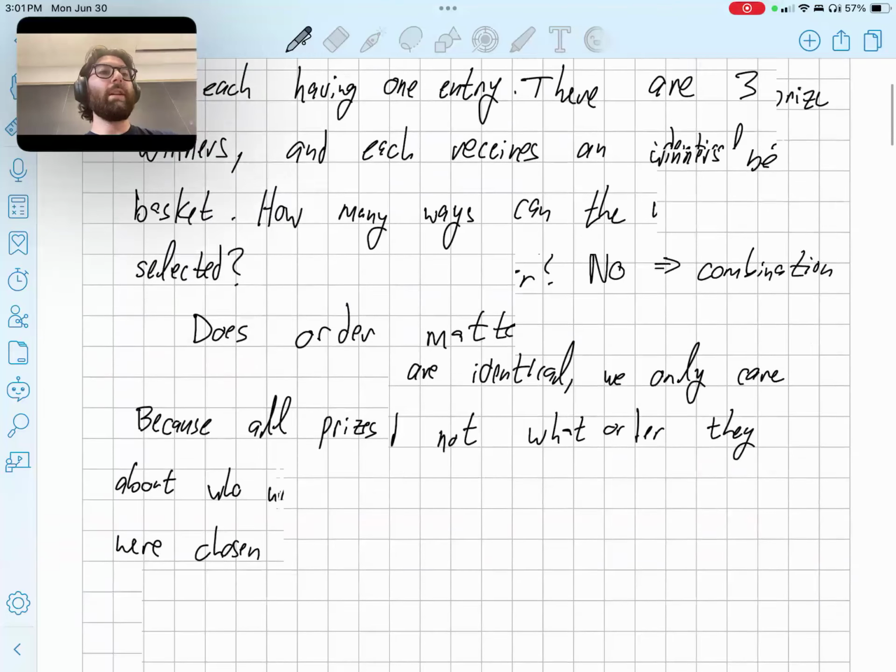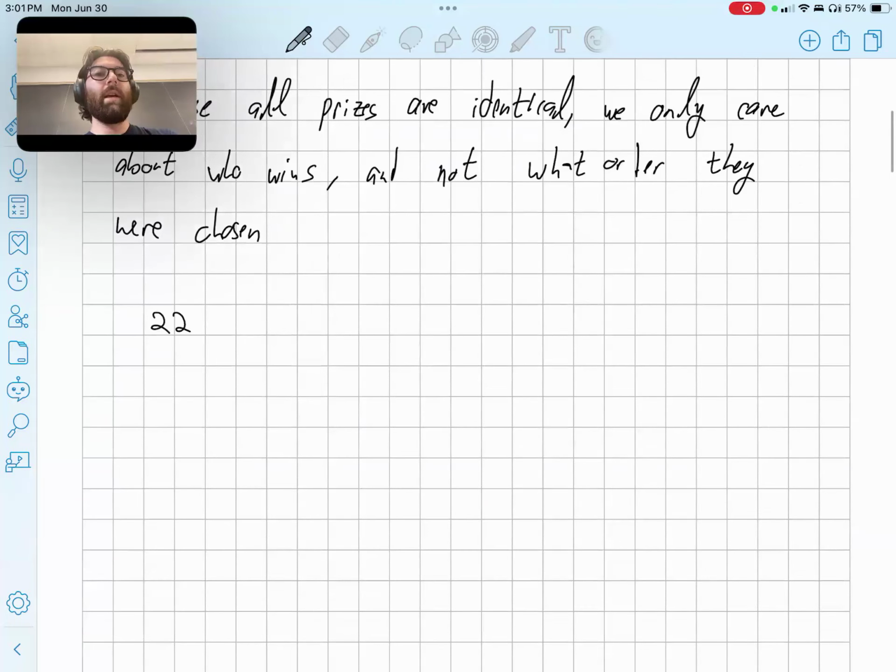And so we have 22 people, and we're choosing 3, so we want to compute 22 choose 3. And I'll use the shortcut method. So 22 permute 3 over 3 factorial. So I write up the first 3 terms of 22 factorial divided by 3 times 2.